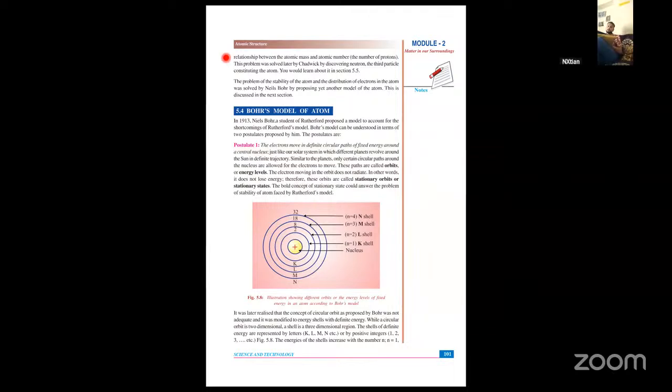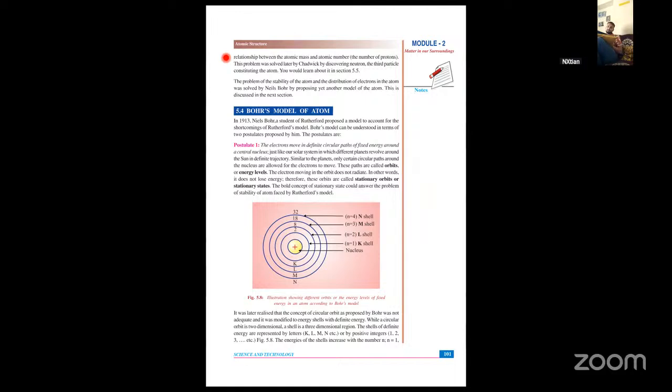The atomic mass and atomic number is also a problem because, for example, we'll take the example of chlorine, 17. Rutherford says that the atomic number is, for example, 12, but actually the atomic mass is different. So the relationship between atomic mass and atomic number could not be found.